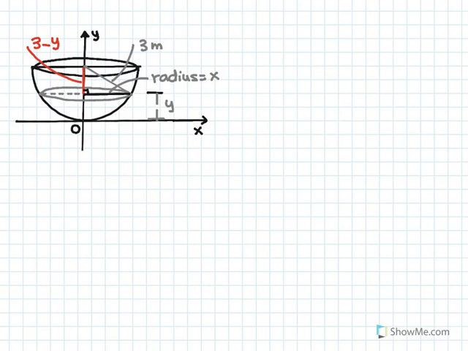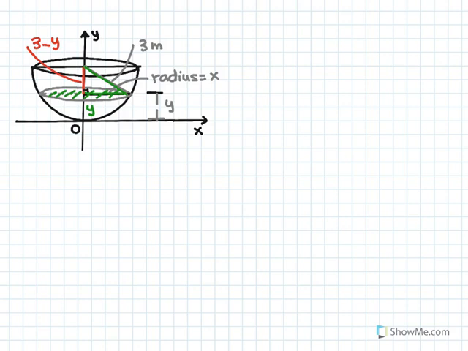So we have a hemisphere, and we have the radius of the slice, which is going to be x here because we're on a coordinate system, and the distance of this cross-sectional slice to the x-axis is just y. So the distance from the top is 3 minus y. We have the radius of the hemisphere, which is 3 meters. So we can now get a relationship between x and y.